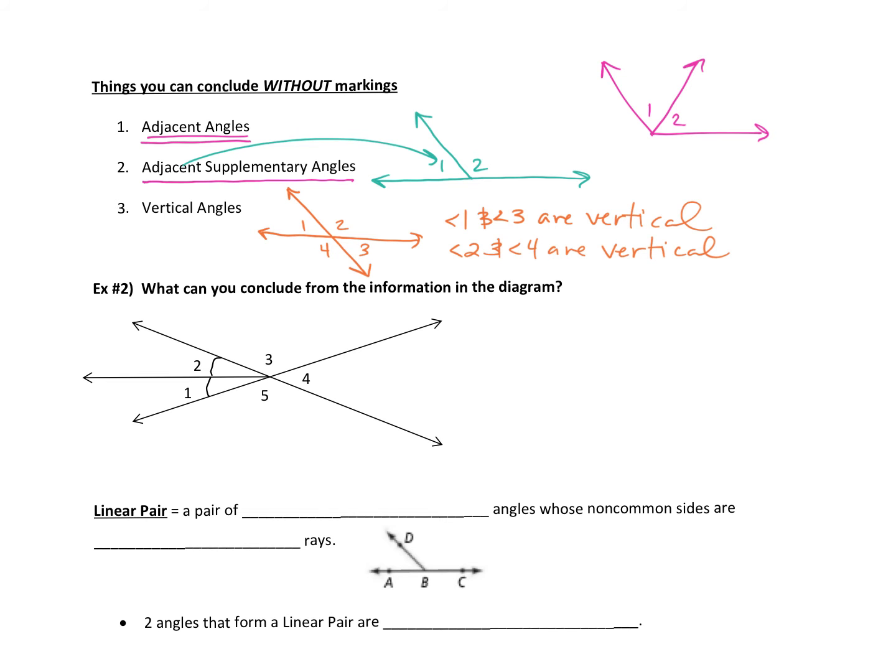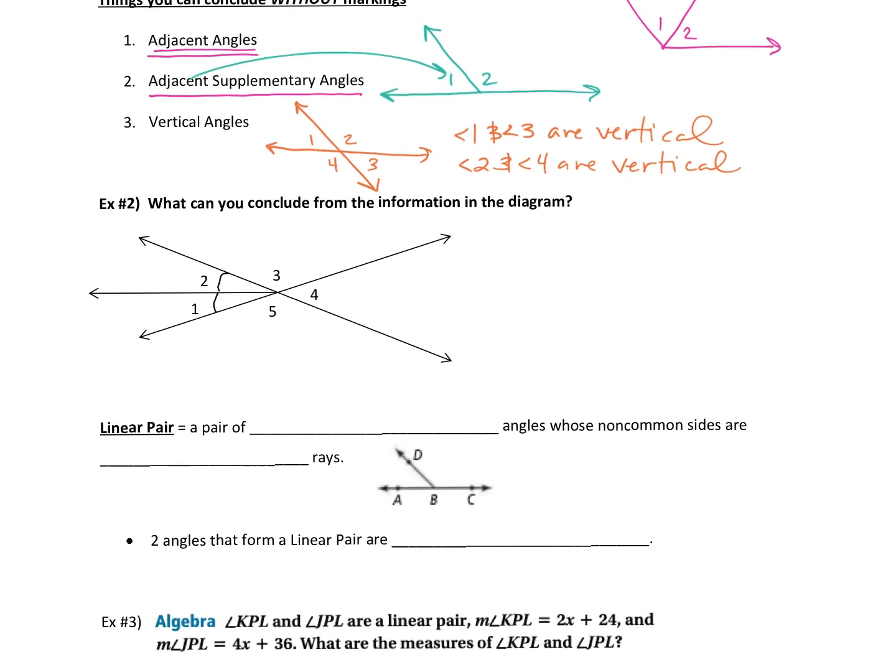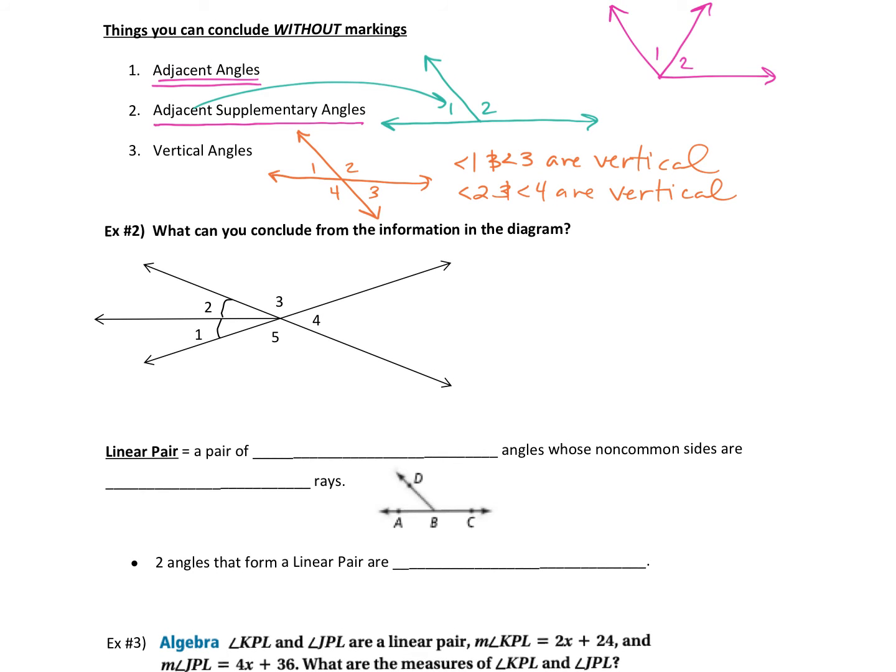So thinking of those three things, look at this picture and tell me what you know. 3 and 5 are vertical. Okay, so we know that angle 3 and angle 5 are vertical angles. No one told us, right? We can just look at it and see that. What else do you know? Do you see any adjacent angles? Yeah, John. 3 and 4 are adjacent. Julia, what else is adjacent? 4 and 5 are adjacent.